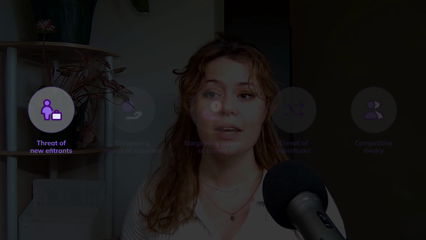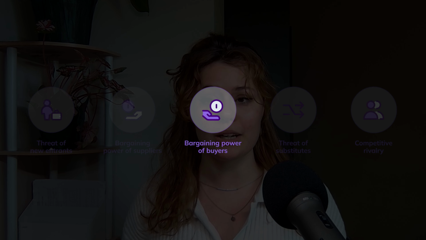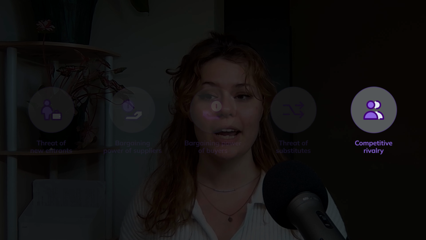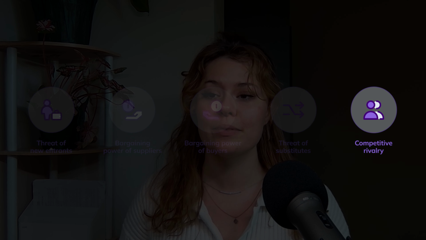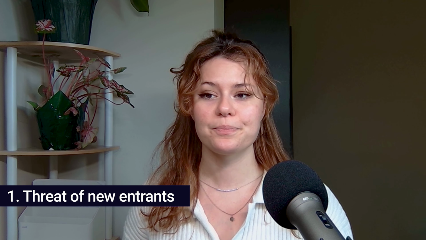These forces are the threat of new entrants, the bargaining power of suppliers, the bargaining power of buyers, the threat of substitute products or services, and the intensity of competitive rivalry. By getting a handle on these forces, you can better understand your industry structure, navigate your competitive landscape, and come up with strategies that will give you a competitive edge. Let's dive into these forces, starting with the threat of new entrants.